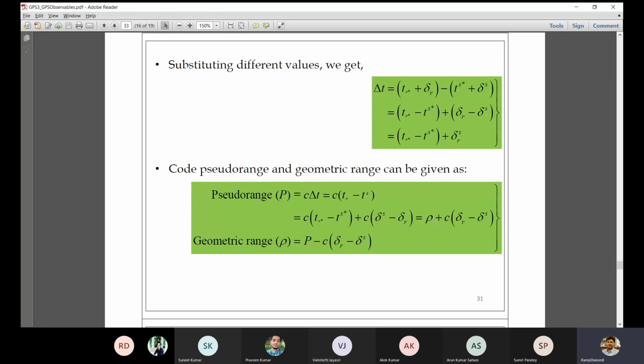But although it is not a possibility, sometimes because of the delay in the signal, this geometric range changes to pseudo range. So this pseudo range P is denoted as rho plus C delta R minus delta S. Then geometric range rho is also noted as pseudo range P minus C delta R minus delta S. That means it will be shifted to the left hand side. So this geometric range rho would become P minus C delta R minus delta S.